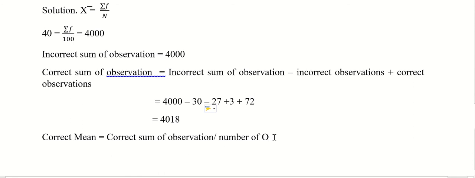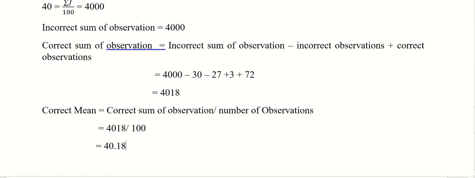Correct mean equals correct sum of observations divided by number of observations, right? So the correct sum of observations is 4018 divided by 100. So the correct mean is 40.18. So this is how we have calculated the correct mean.